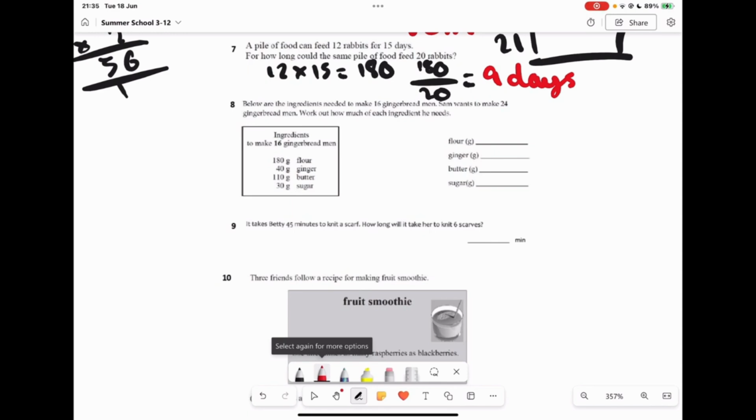So what we'll do in this case is we'll divide by 2 to get the scale of 8 gingerbread men, and then we'll multiply by 3. So what we're going to do first is take 120 grams of flour, and when this is divided by 2, we'll have 60. So what we're writing here is 8 gingerbread men.